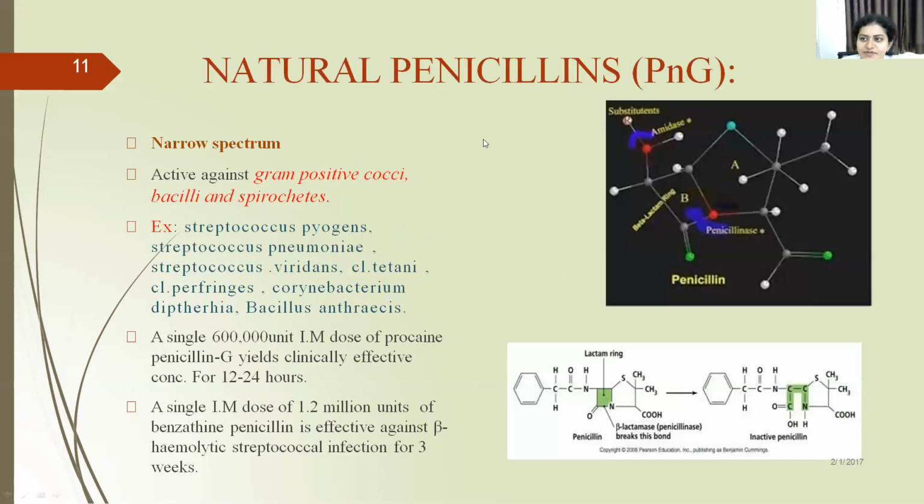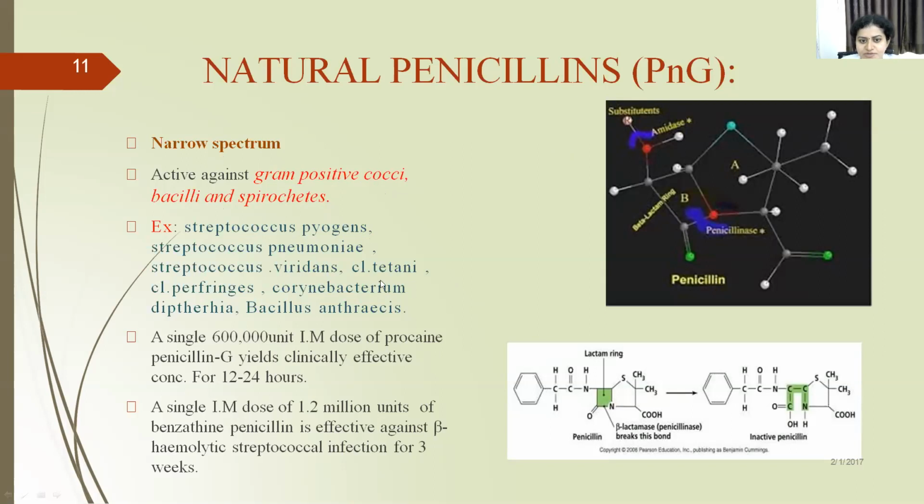Now come to the first group, that is the natural penicillin group, which includes phenoxymethylpenicillin or penicillin V. It is narrow spectrum. Why narrow? As I already told, it acts against gram-positive cocci, bacilli and spirochetes. You can mention a few gram-positive cocci, which you have already been taught in microbiology. That includes Streptococcus pyogenes, Streptococcus pneumoniae, and Streptococcus viridans.